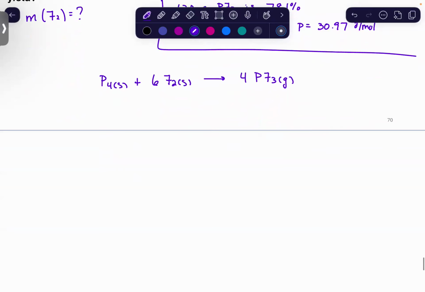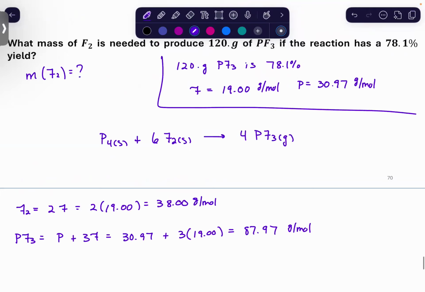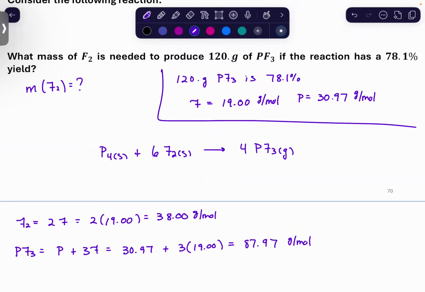Okay, so let's start setting myself up with some numbers I know I'm going to need. F2 is 2 fluorines. It's going to be 2 times 19, or 38 grams per mole. Let's see, phosphorus trifluoride. There's going to be a phosphorus plus 3 fluorines. So 30.97 plus 3 times 19. That's going to equal 87.97 grams per mole.